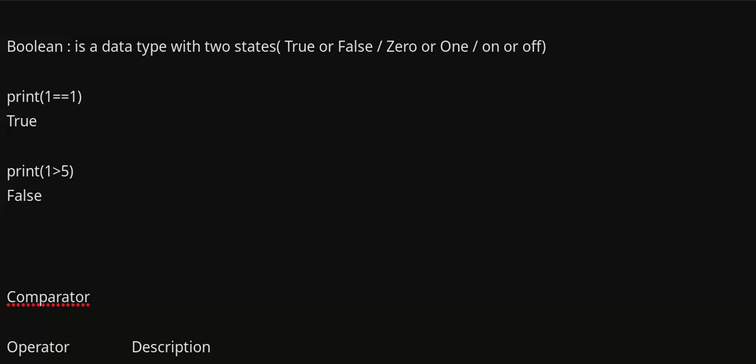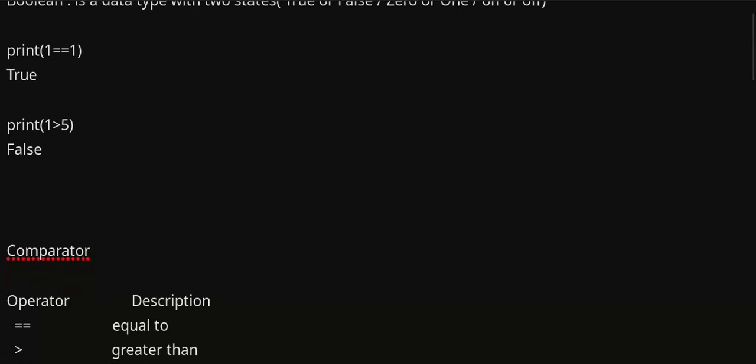All right, so a simple example here, we have a boolean condition where we have print 1 is equal to 1. So the interpreter will see if the condition is true. Is 1 equal to 1 true? Then it will output true. Then the second example is print 1 is greater than 5. It will analyze whether the condition is true between the two. So if it is false, in this case 1 is not greater than 5, so it is going to print false.